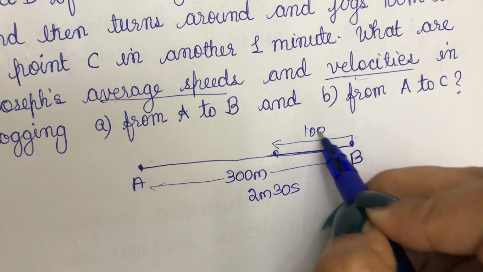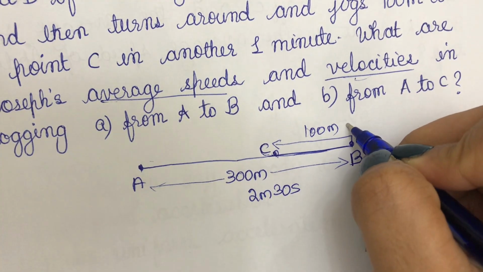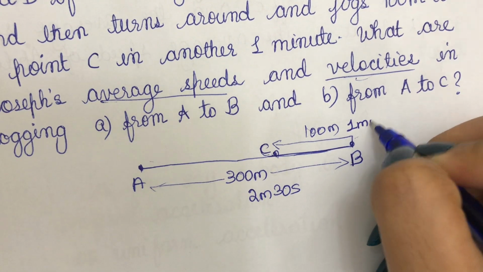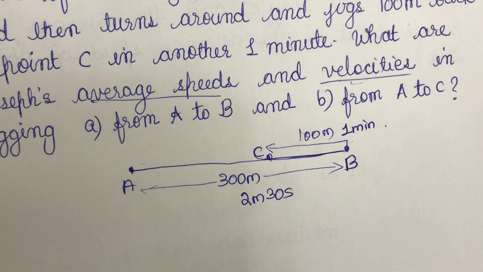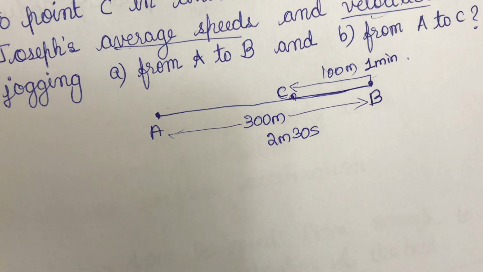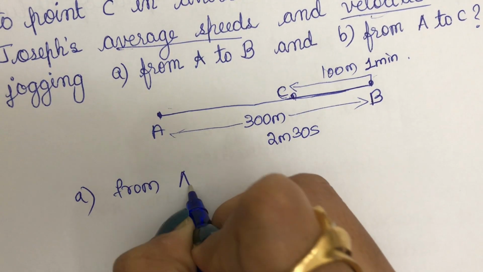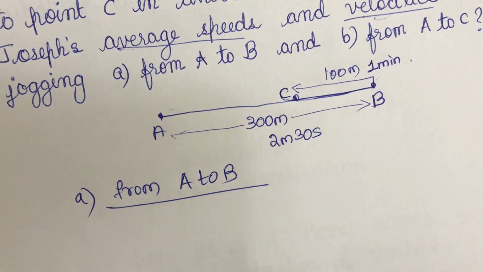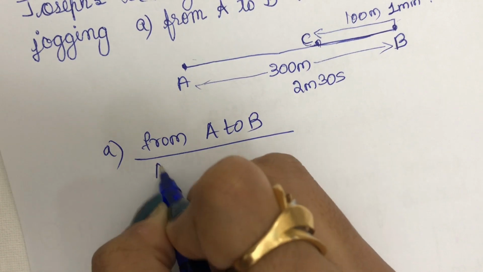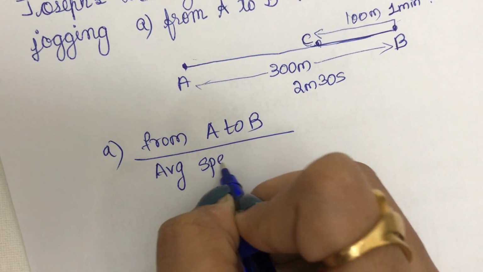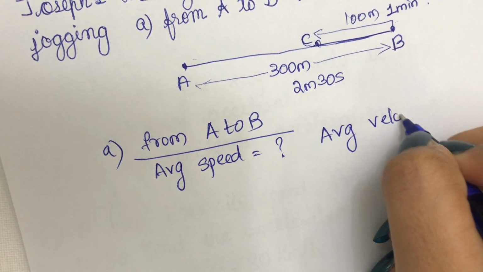This is 100 meter and this is the point C. In how many minutes? 1 minute he has taken. Okay, now we have all these things and we will see the first question. From A to B we will take. First thing we have to find is average speed and average velocity.